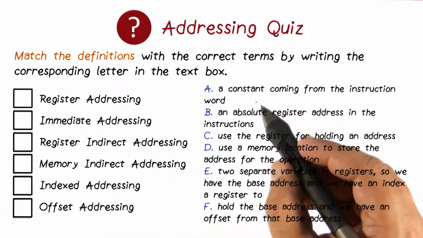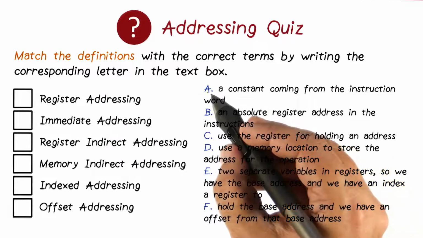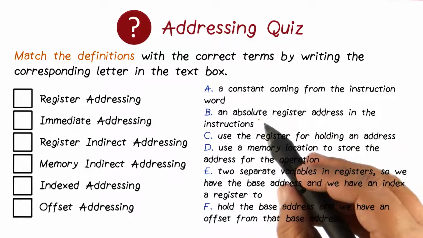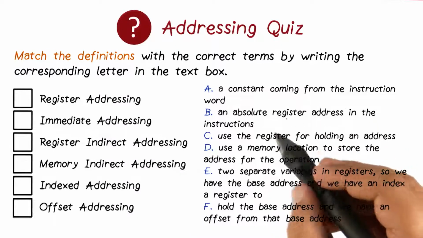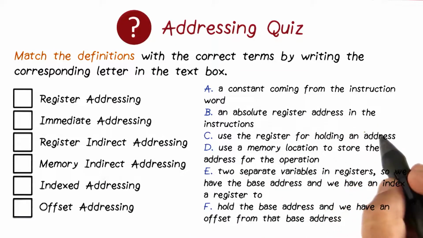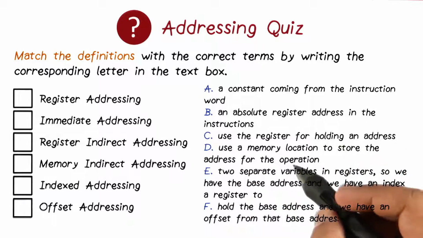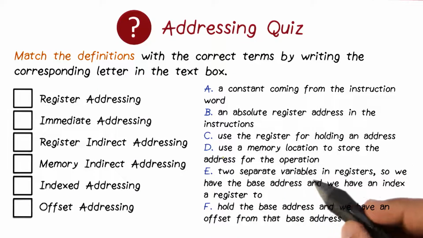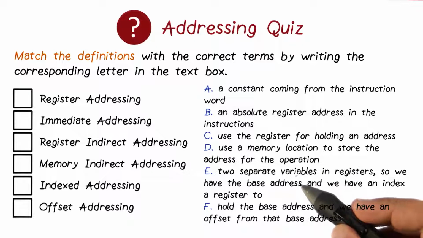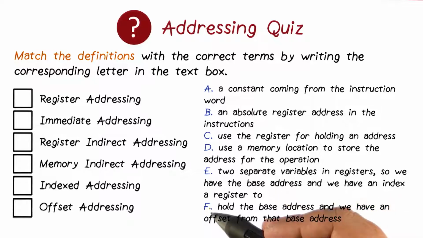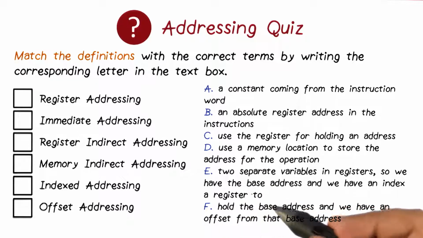Now let's take a look at what these addressing modes mean in terms of their implementation and what they do. Alternative A says a constant coming from the instruction word. Alternative B says an absolute register address in the instructions. Alternative C says use the register for holding an address. Alternative D says use a memory location to store address for the operation. Alternative E says two separate variables in the register so that we have a base address and we also have an index. And then finally, alternative F says hold the base address and we have an offset from that base address.